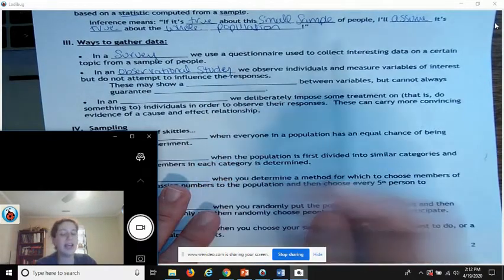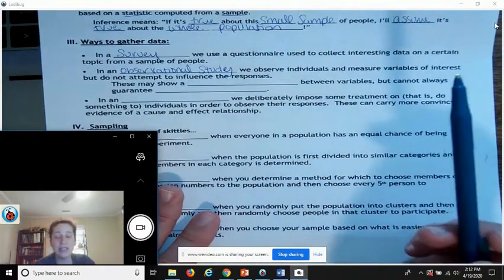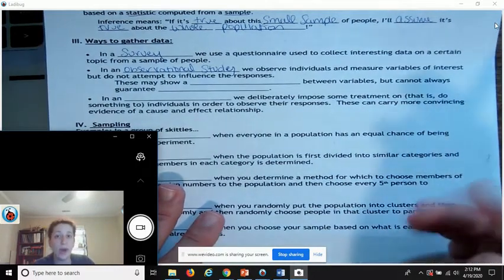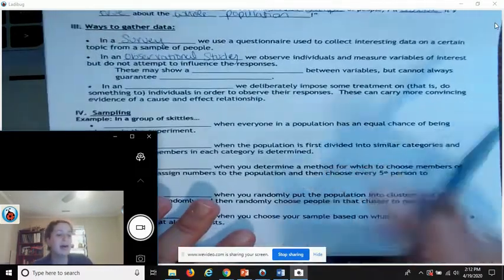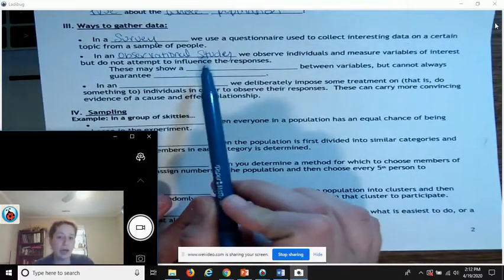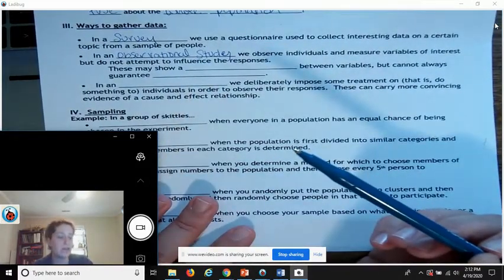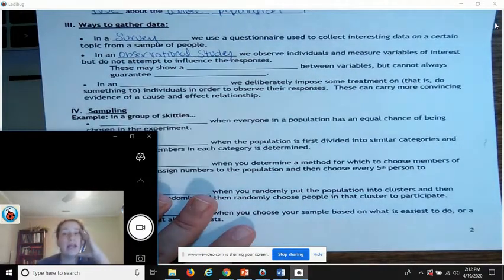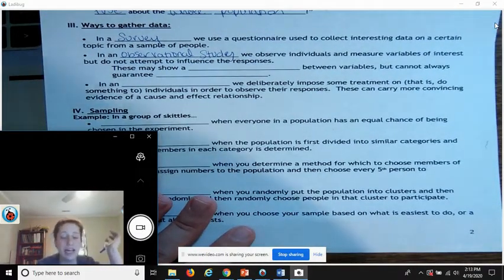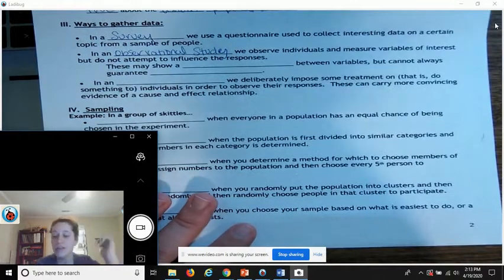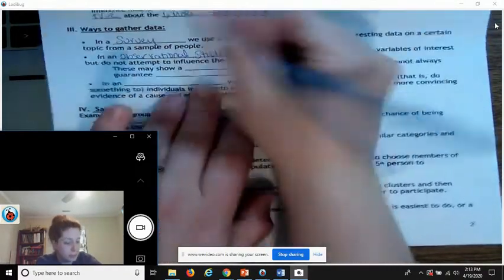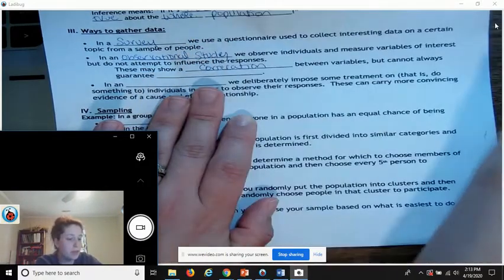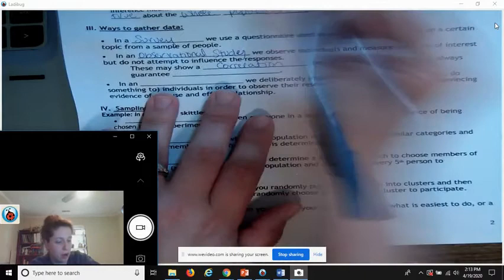So in a survey, questions can cause a particular response to occur depending on the way that we phrase the questions. In an observational study, yes, your observations could be biased, but if you're just checking off specific variables, then it has the potential to be less biased. These may show a correlation between variables, but not always guarantee causation.